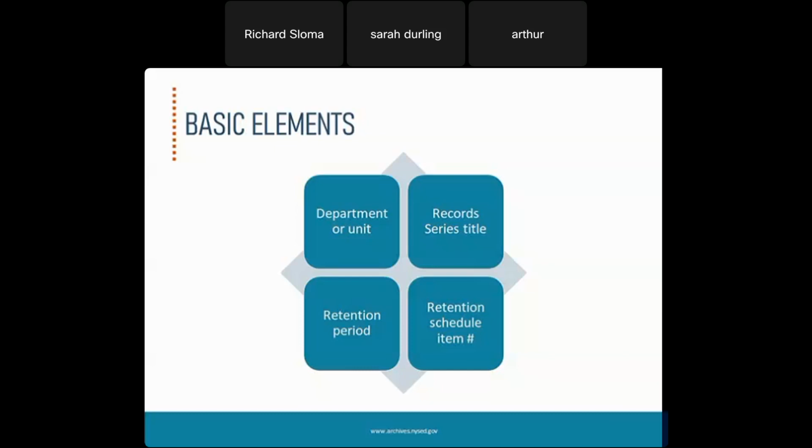For the office retention schedule to work, it must identify the record series. Once you know the record series, then you can match it to an item in a schedule to determine the minimum retention period.